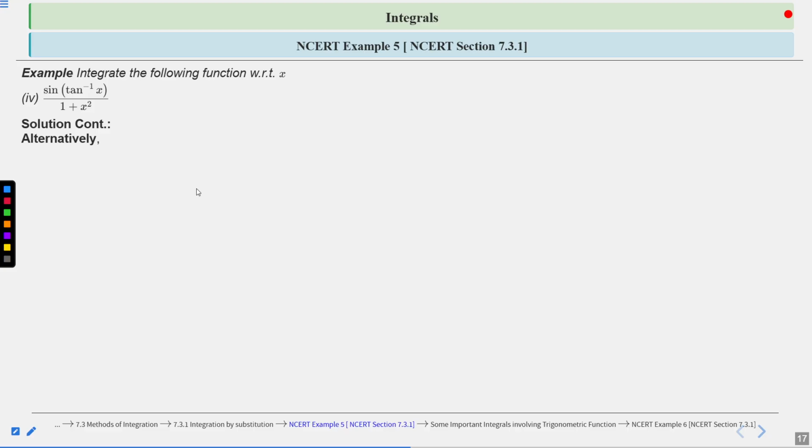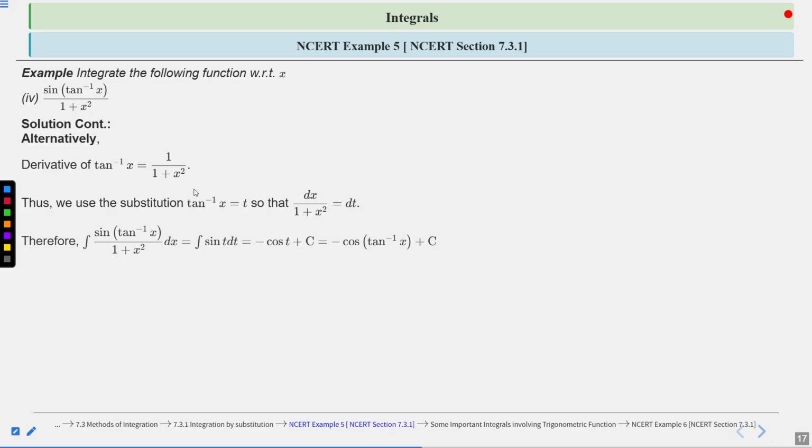Alternatively, we can solve by another method. We know that the derivative of tan inverse x is 1 upon 1 plus x square. Thus we use substitution. Let us take tan inverse x is equal to t, so that dx upon 1 plus x square will be equal to dt, right?